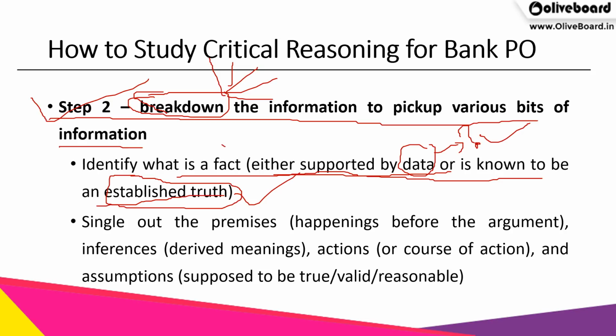So first start by identifying what is a fact. Single out the information. You will get whatever sheet you get, and in that you write: fact is this, assumption is this, inference is this, outcome is this, conclusion is this, premise is this, and so on and so forth. You write. Okay, so start by identifying the facts.